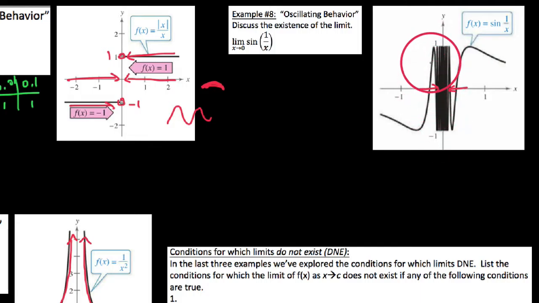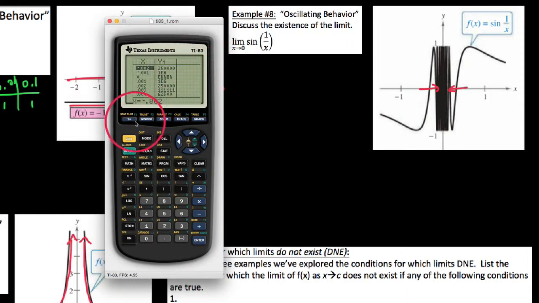It bounces back so magnificently fast when x is so close to 0 that it's not actually at a single y value, or we can't declare it that way. So we would say this limit does not exist because of oscillating behavior here. But if we were to go plug this in here, we have the sine of 1 divided by x. I'm going to make sure that I'm in radians mode here. So we say mode radians.